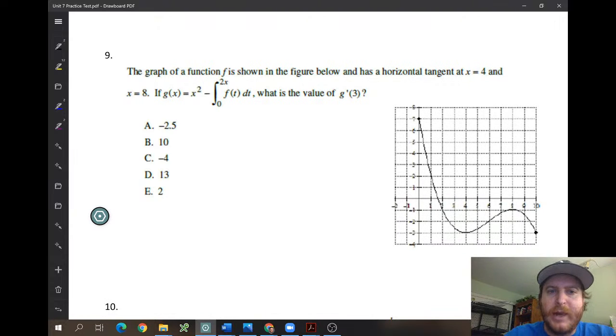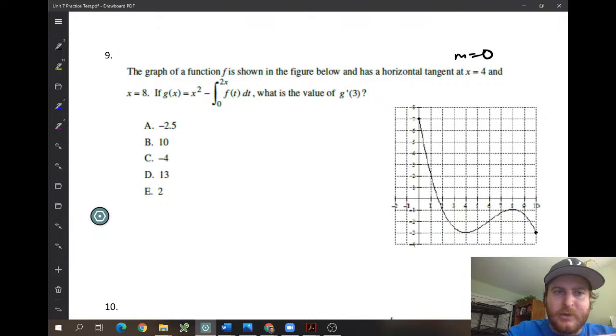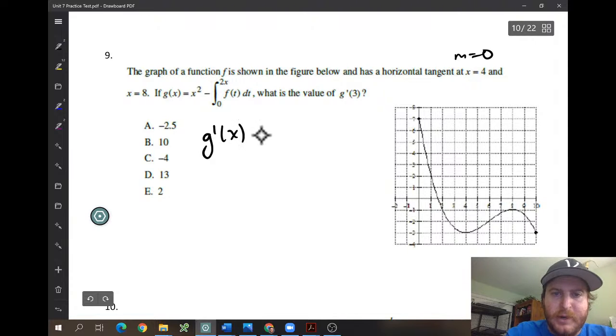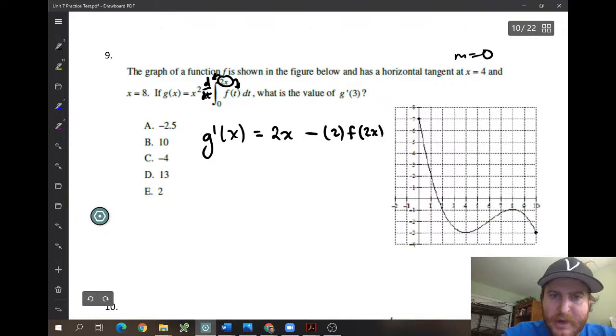Number 9, the graph of this function has a horizontal tangent at x equals 4. That means the slope there is 0. And at x equals 8, the slope there is 0. And they say if g of x is equal to x squared minus the integral from 0 to 2x, what is the value of g prime of 3? So if I want to get g prime of 3, I need to do g prime of x first. The derivative of x squared is 2x minus, so this is that fundamental theorem of calculus number 2 that we did at the beginning of this chapter. So the derivative of 2x is 2, and then f of 2x. So not f of t, but f of 2x.